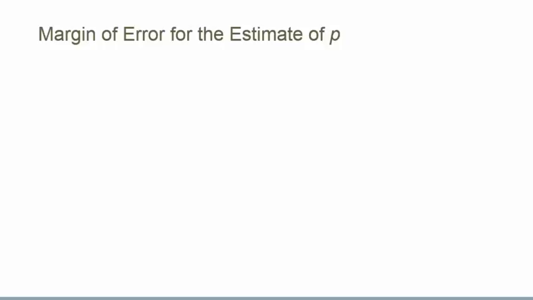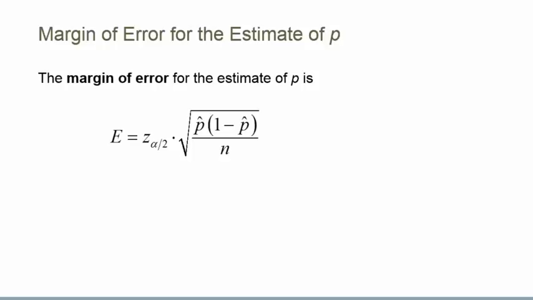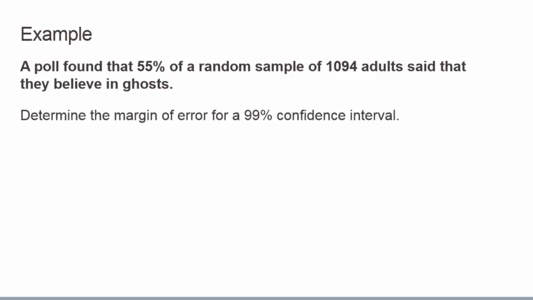Margin of error for the estimate of P. The margin of error for the estimate of P is E equals z sub alpha divided by 2 times the square root of p hat times 1 minus p hat divided by n. Example: a poll found that 55% of a random sample of 1,094 adults said that they believe in ghosts. Determine the margin of error for a 99% confidence interval.